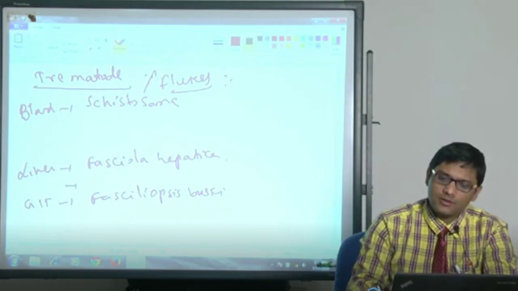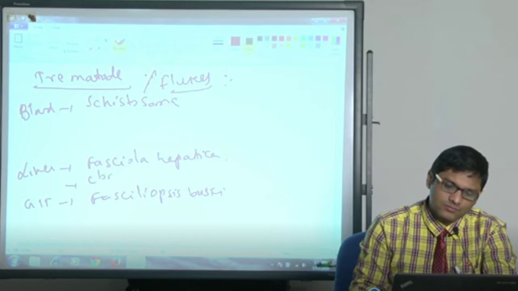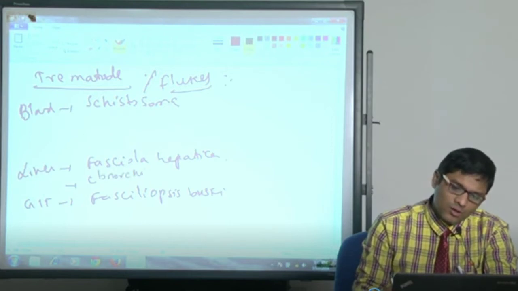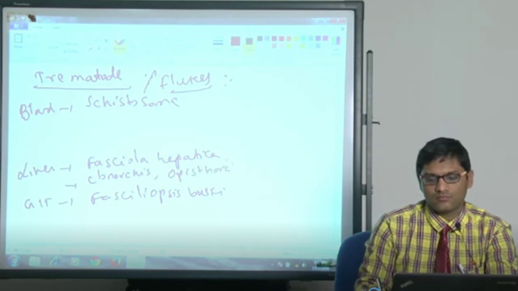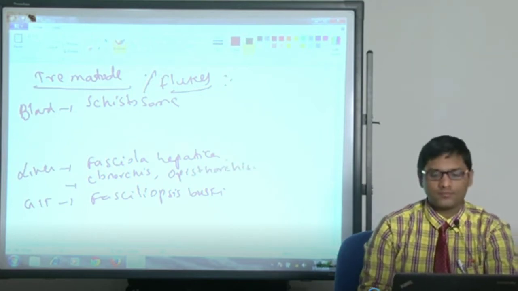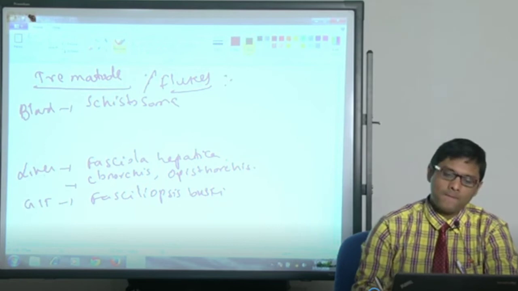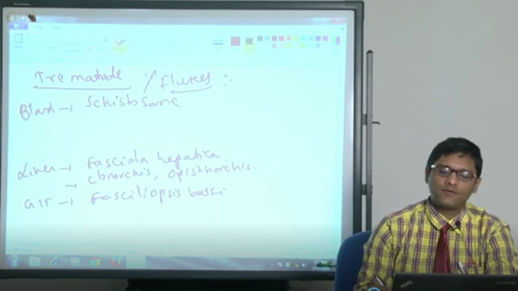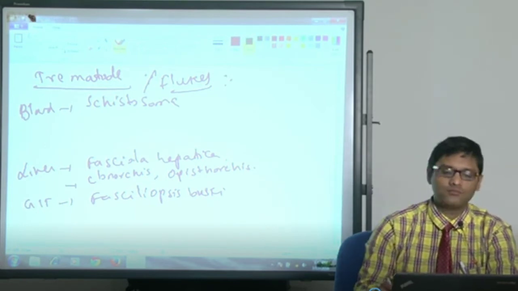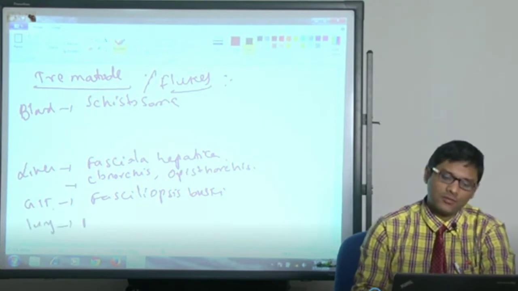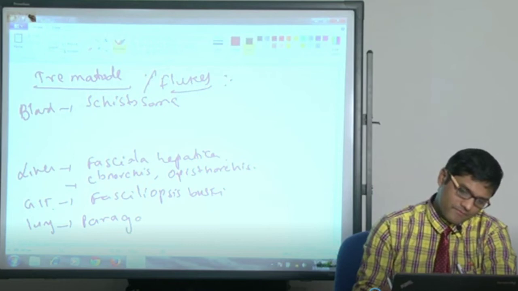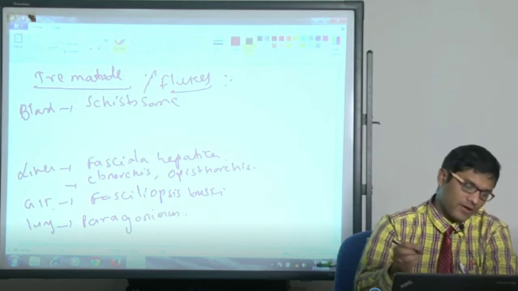Other examples are also there: Opisthorchis and Clonorchis. Clonorchis and Opisthorchis are also liver flukes. Fasciola is also a liver fluke. Fasciolopsis buski is an intestinal fluke, and the lung fluke is Paragonimus.